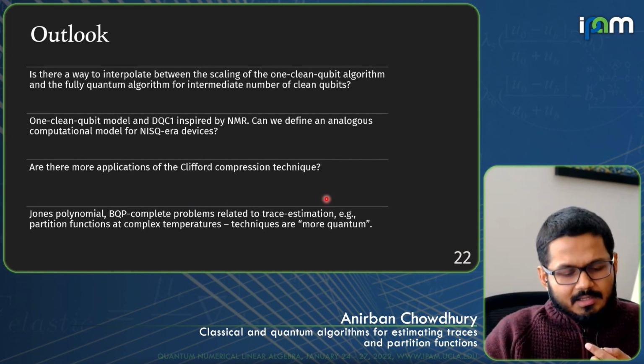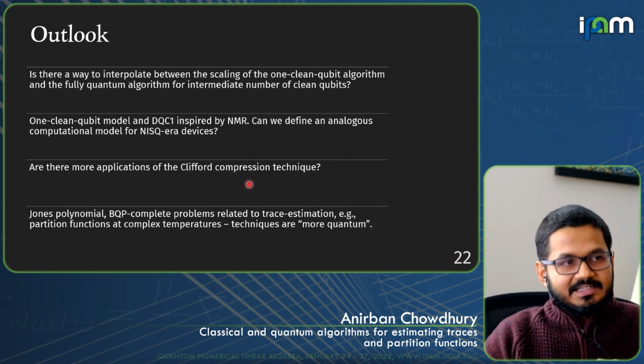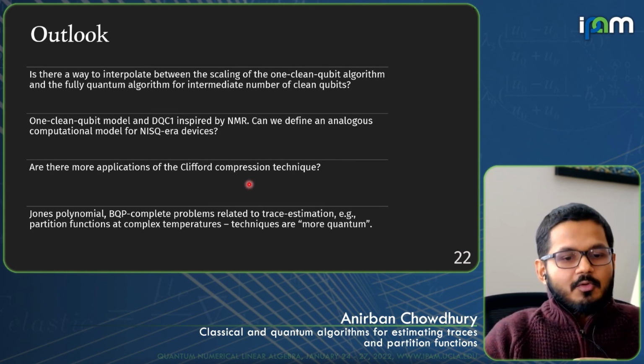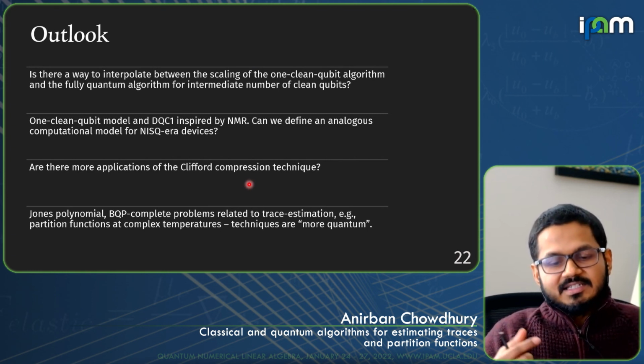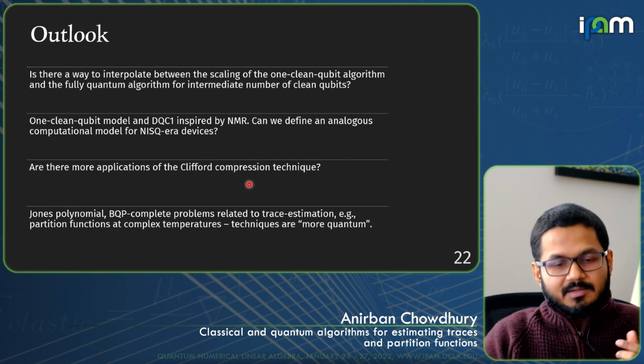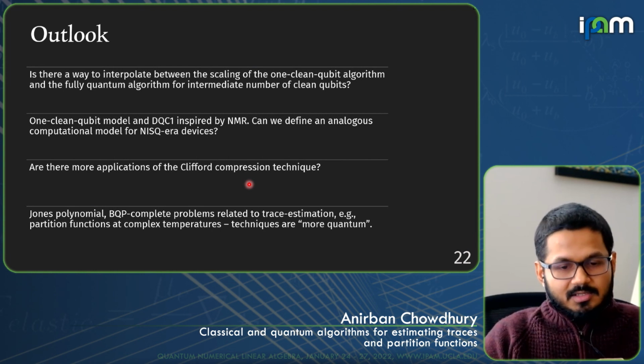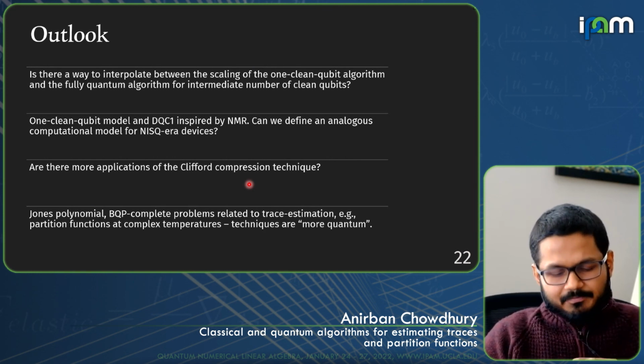And more generally, in terms of techniques, we used this Clifford compression idea. This was also used for giving compressed descriptions of certain quantum states in the paper by Gosset and Smolin that I highlighted earlier. So I'd be interested to know if there are more applications of this technique.